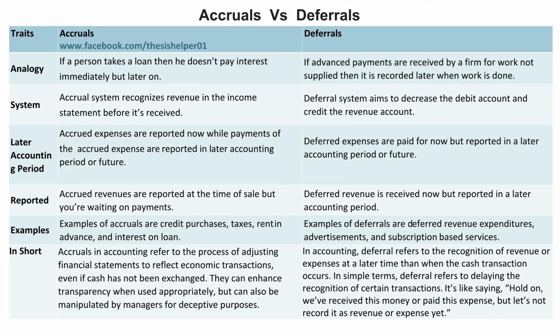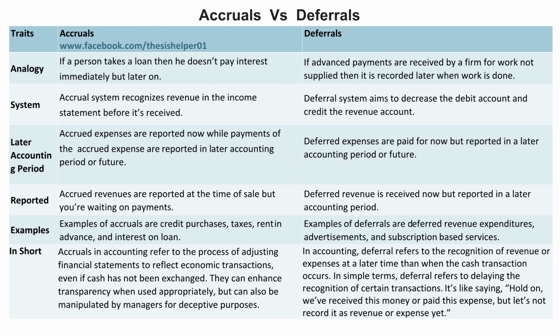Accrual system recognizes revenue in the income statement before it's received. Whereas, deferral system aims to decrease the debit account and credit the revenue account. Accrued expenses are reported now while payments of the accrued expense are reported in a later accounting period or future. Whereas, deferred expenses are paid for now but reported in a later accounting period or future. Accrued revenues are reported at the time of sale but you're waiting on payments. Whereas, deferred revenue is received now but reported in a later accounting period.